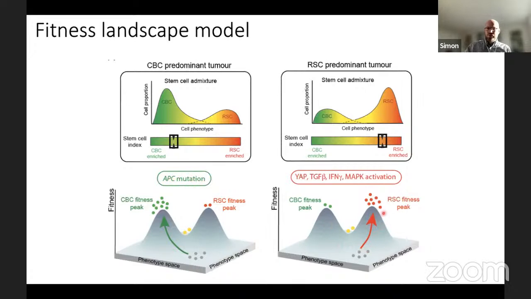And cells will move towards the regenerative stem cell peak if they acquire YAP, TGF-beta, interferon gamma, or MAP kinase activation. And unfortunately, I'm afraid, we think cells can move between these peaks through stem cell plasticity. So what we have here is a really dynamic situation of cells being able to shift their phenotype according to the genotype that they have, but also the external signaling that they are surrounded by. And we use our stem cell index here as a marker of measuring that phenotypic shift.